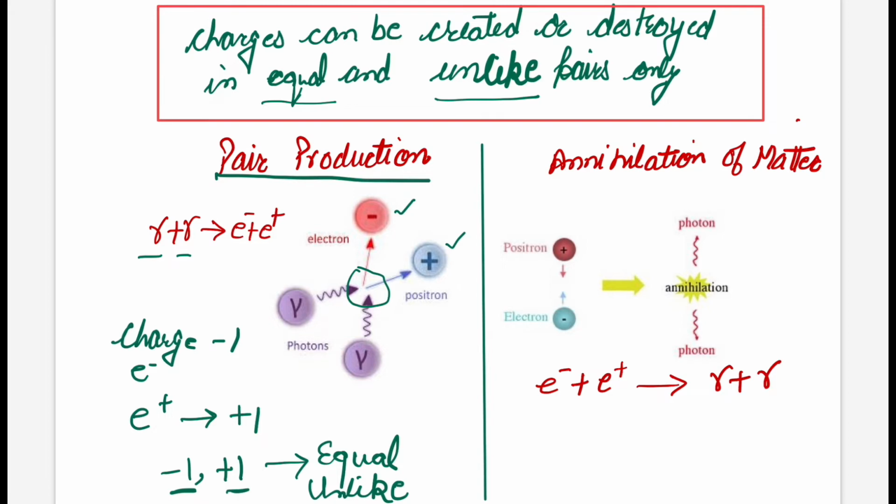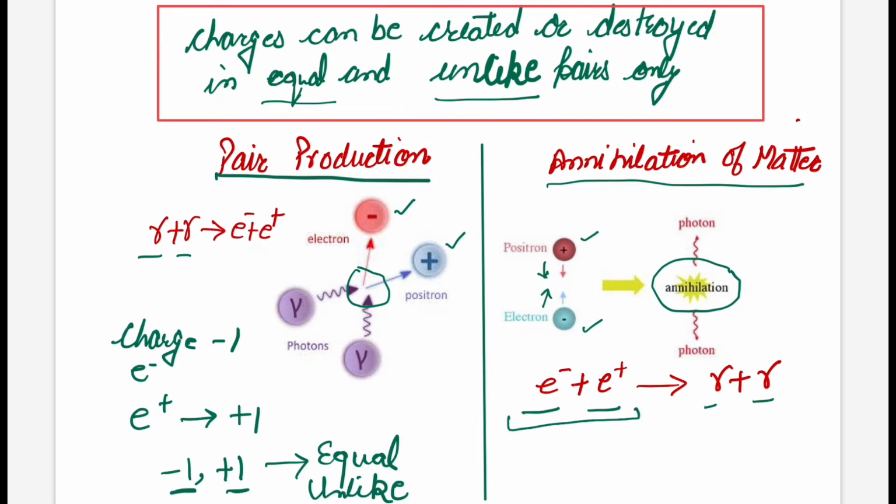The second process is the annihilation process, in which initially you have electron and positron. So this is the positron, this is the electron. They are moving towards each other for the process of interaction. The process of annihilation takes place during which two photons are produced, right? So initially the system was having individual charges, but during the process the gamma photon is formed and net charge turns out to be 0, right? So here again equal and unlike charges have been destroyed.